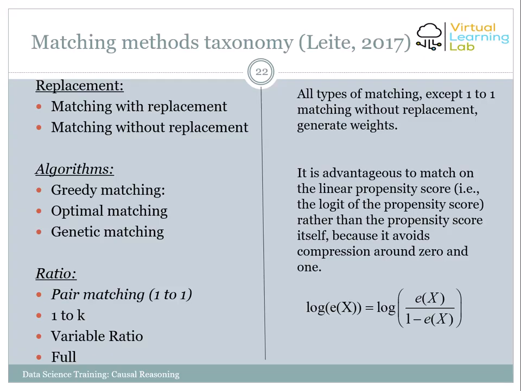Full matching can be thought of as a more precise form of stratification. Now, usually matching is done on the logit of the propensity score, so it's the log odds of the probability of treatment. It's the log of the odds of treatment instead of the probability of treatment itself.